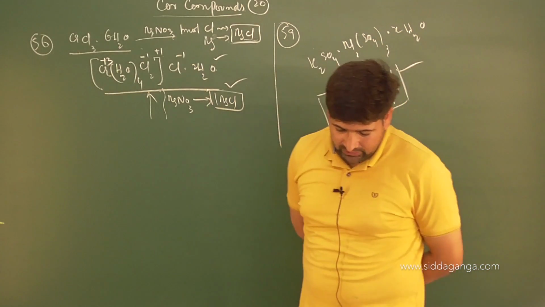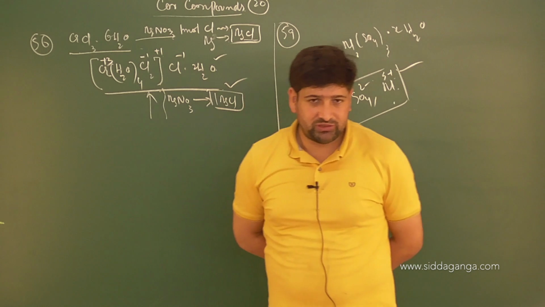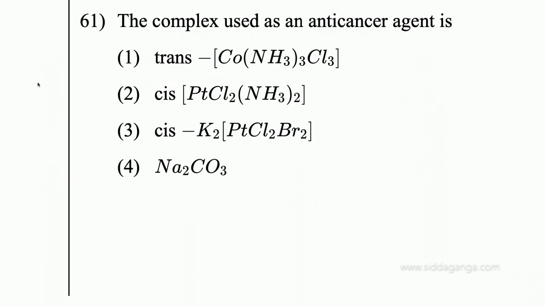Right, next question. Question 61. The complex used as an anti-cancer agent is, remember, cisplatin is used as an anti-cancer agent. So that's cis-Pt(Cl2)(NH3)2, because this is an A2B2 type molecule. This can exist in cis and trans forms, but it is the cis form that is used as an anti-cancer agent. Option 3 is the correct option. Next one.